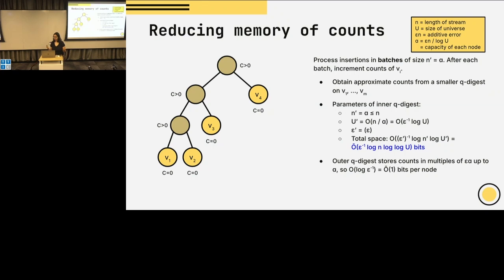The main point of the parameters here is that we're only storing, on these leaves of the main Q digest tree, not counts anymore. We're just storing approximate counts, and in particular there are only 1 over epsilon increments for each count, because we're approximating counts up to 0, alpha, epsilon alpha, 2 epsilon alpha, and so on. We're approximating to the nearest epsilon alpha for the prefix sums. So each count only takes 1 over epsilon, log 1 over epsilon bits to specify.